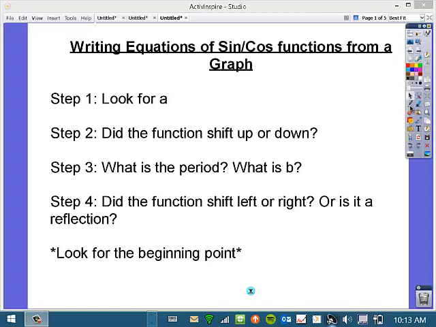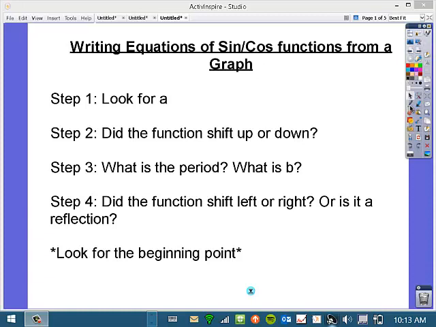First, we're going to start by taking a graph and writing the equation of a sine or cosine function based off the graph. So, step one is to look at the graph and see if the amplitude is something other than 1. So, count the max, count the min, and find the difference divided by 2. So, first, look for the amplitude.